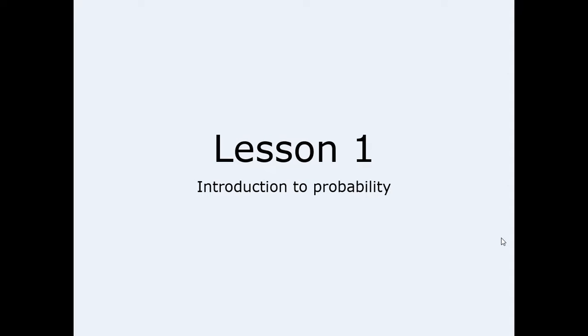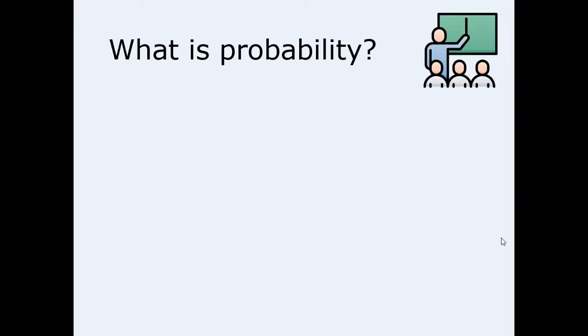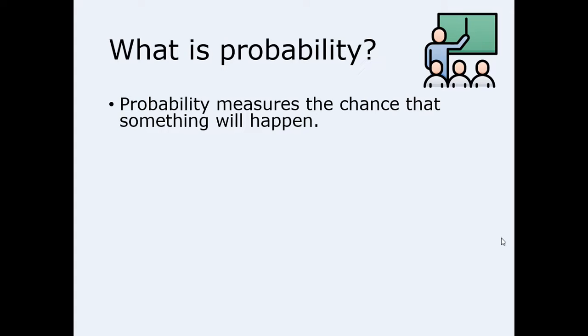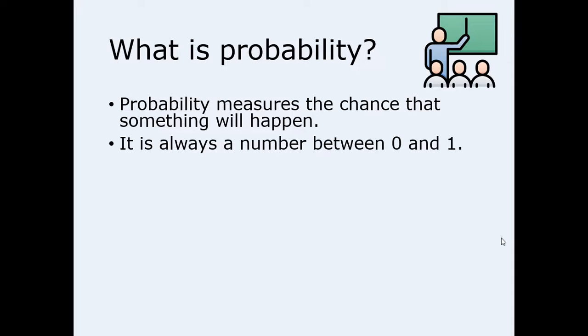This first lesson is all about probability, an introduction to probability. So, obvious question, what is probability? Well, probability measures the chance that something will happen. It's all about chance. How likely is it that something is going to happen? So, for example, what is the probability of winning the lottery? That just means what are the chances of winning the lottery?